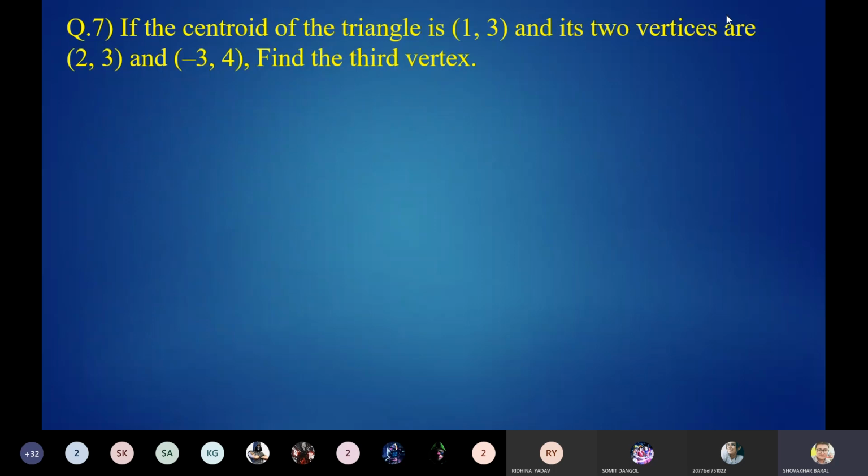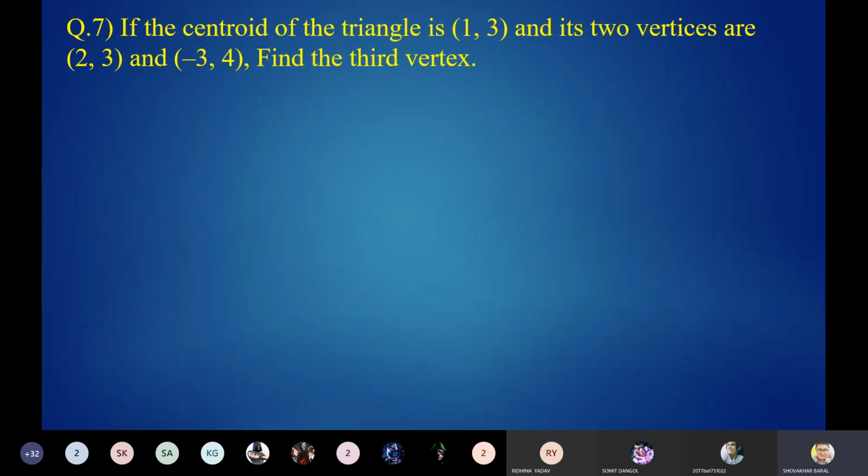So this is the question based on the formula for centroid. I think we have not revised the formula of centroid. So the formula for the centroid of the triangle is (x1 + x2 + x3) / 3 comma (y1 + y2 + y3) / 3.